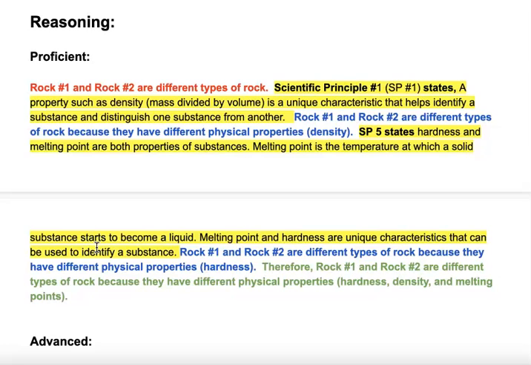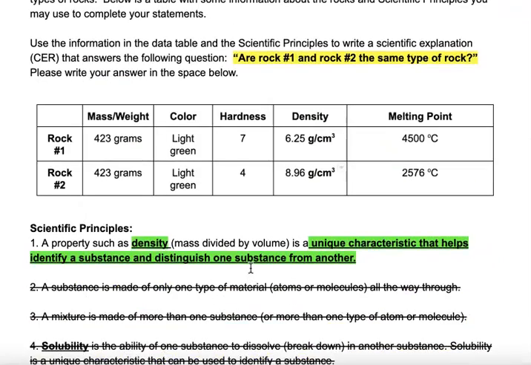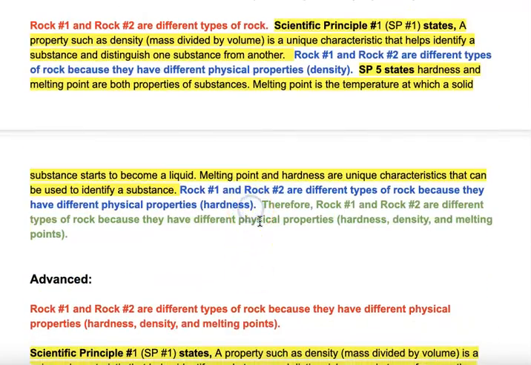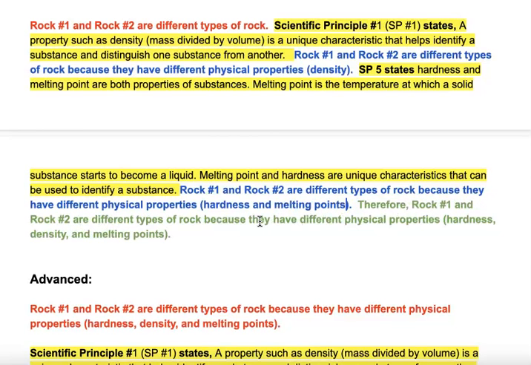Well, rock number 1 and rock number 2 are different types of rocks because they have different physical properties. They have different hardnesses. And what else do they have? I'm going to add one here quick. So when you go up here, they had different hardnesses and they had different melting points. So I didn't have this in here originally, but I'm going to put that in there right now. So that would even be better, that they have different hardnesses, different melting points. Therefore, rock number 1 and rock number 2 are different types of rocks because they have different physical properties. And that's my conclusionary statement.